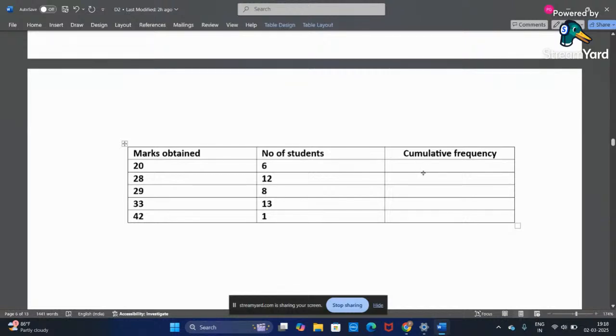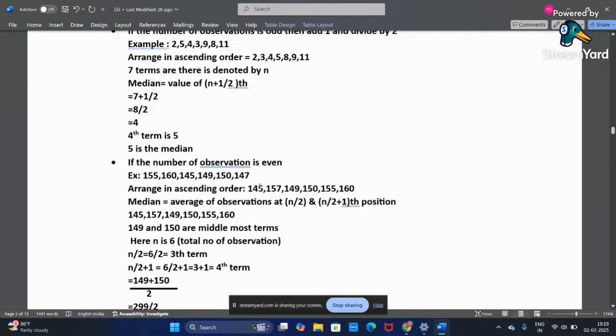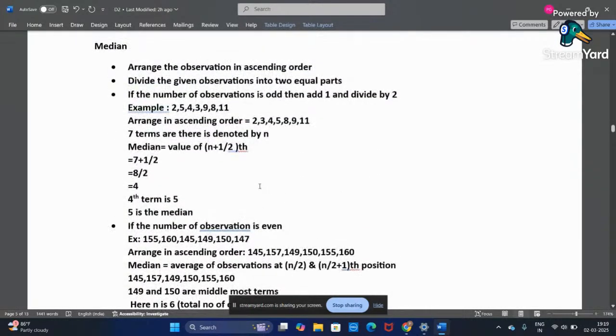In this we have to find the cumulative frequency. How to find cumulative frequency? Try to solve this. Take a note of this first.